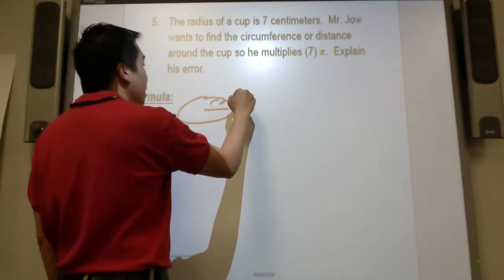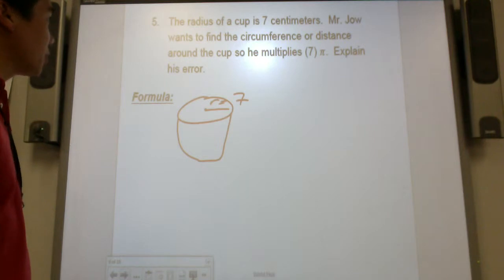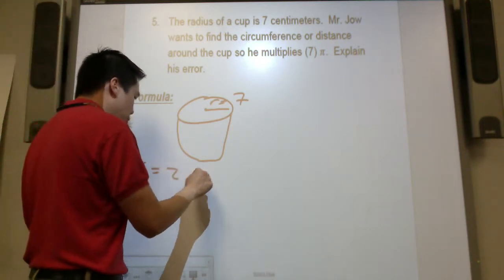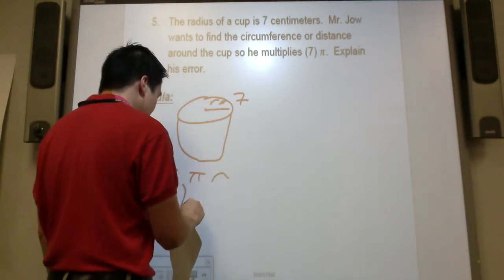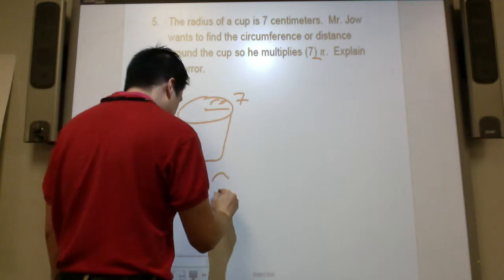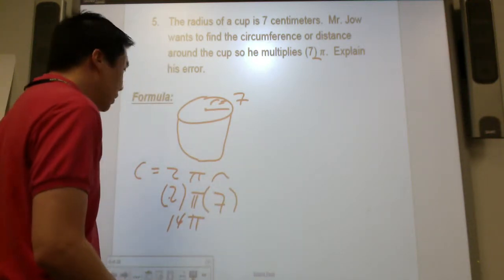The radius of a cup is 7 centimeters. Mr. Joe wants to find the circumference, or distance around the cup, so he multiplies 7 pi. Is that correct? Let's see. C equals 2 pi r. I'll leave the pi because they left it here. The radius is 7. What's 2 times 7? 14 times pi.